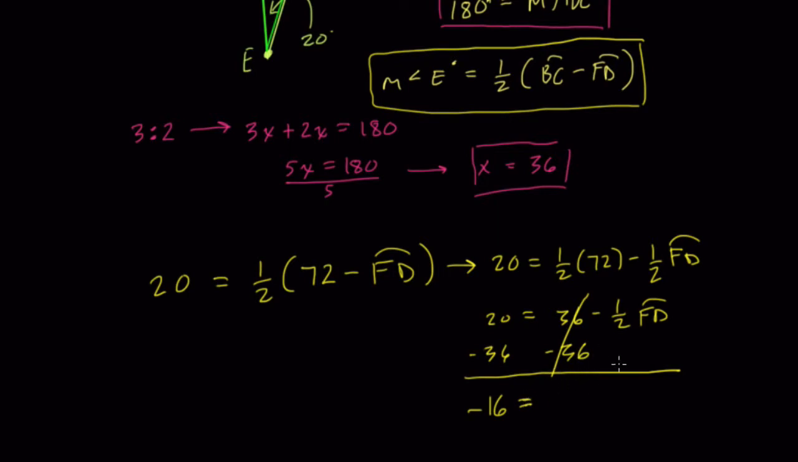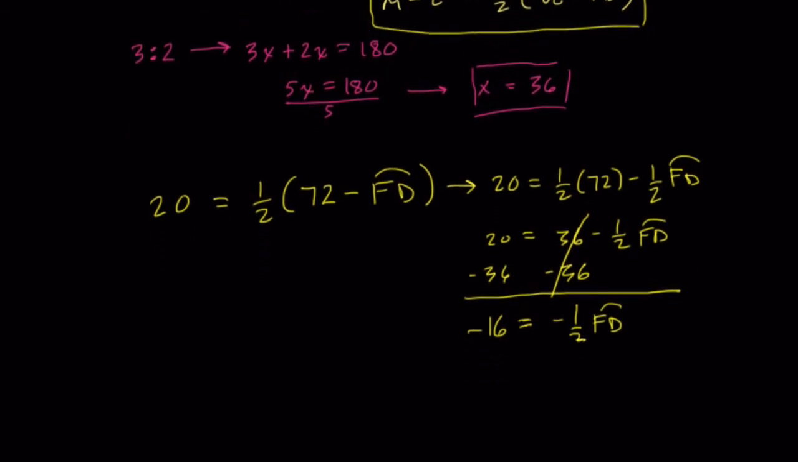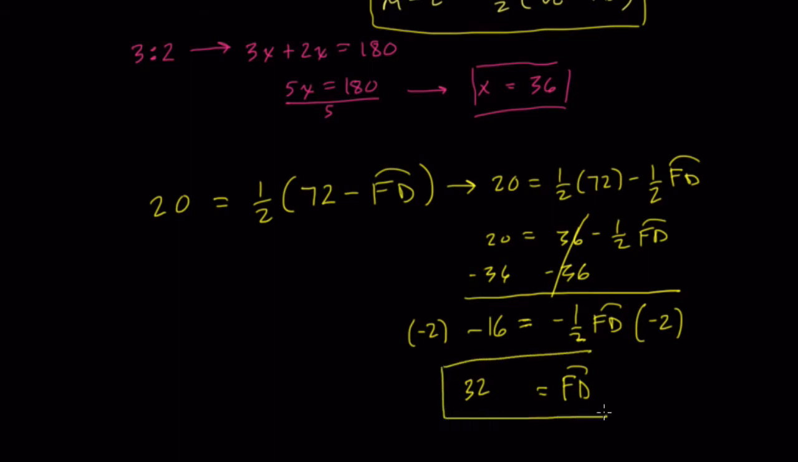So have we made a mistake? No, because we have negative 1/2 FD. So just like we're solving for x, we want to solve for FD. I would multiply both sides by -2. That'll cancel out the 1/2, and it'll give me my answer here. So finally, arc FD equals 32. And that's our answer to this problem.